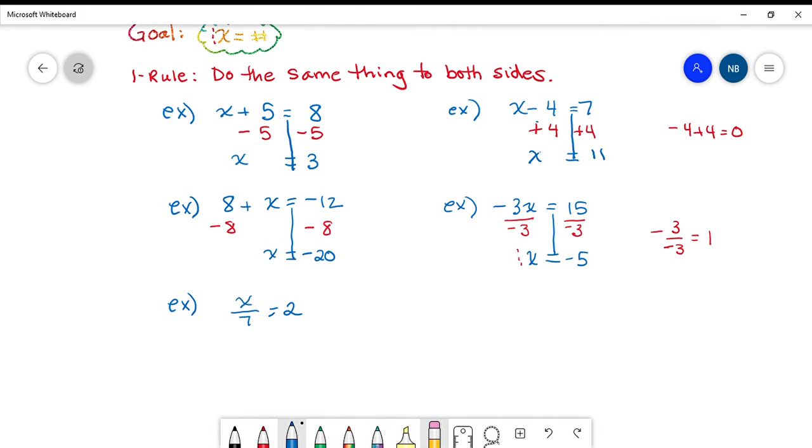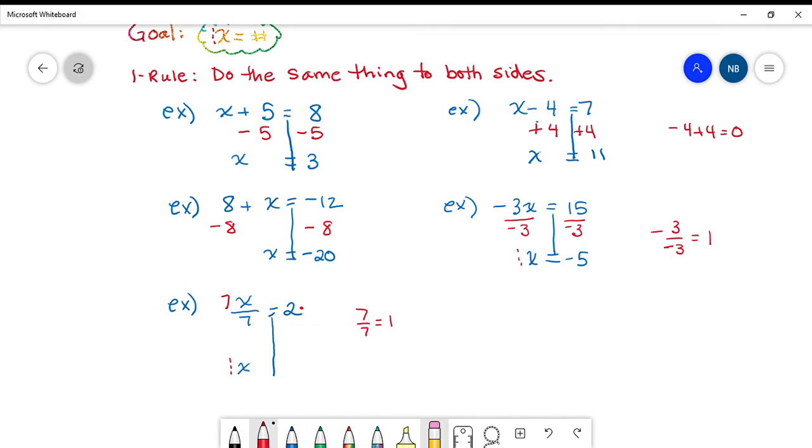Alright, this time x is being divided by 7. So I have to figure out what I can do to both sides so that that 7 goes away and leaves me with 1x. Well, in order to get that 7 to cancel out, I need to put a 7 in the numerator as well, because 7 divided by 7, let's write that down, is positive 1. Well, as long as I do the same thing to the right side, I'm fine.